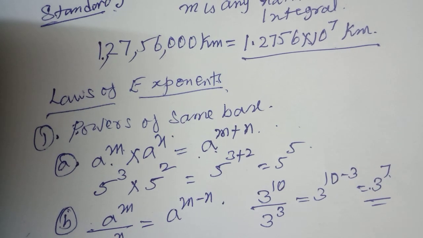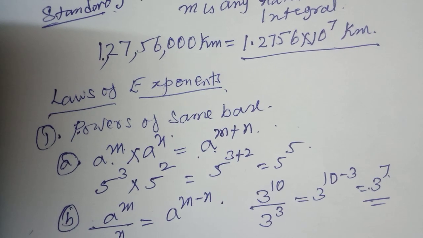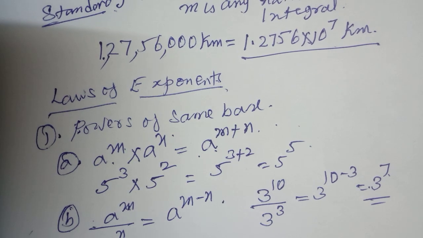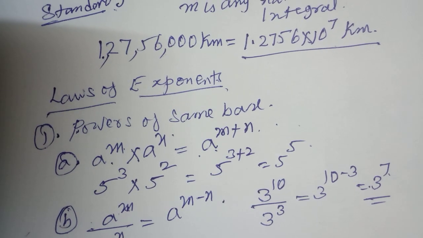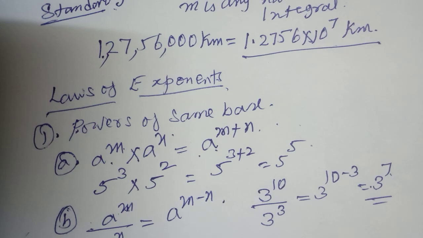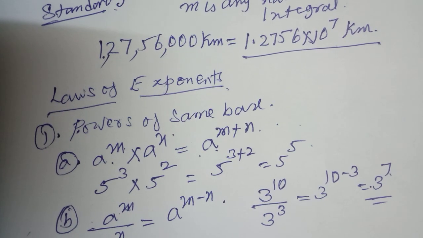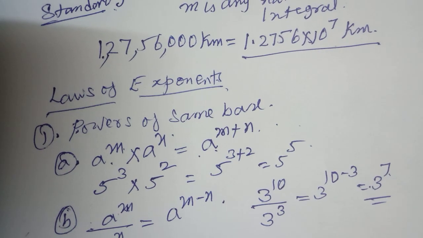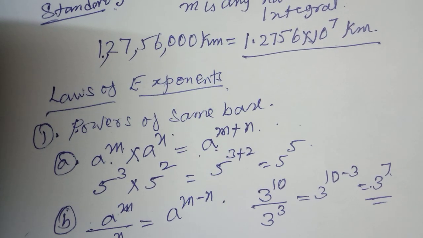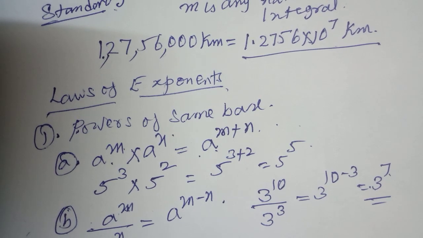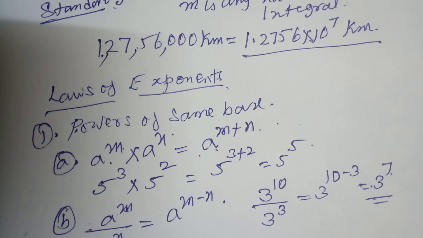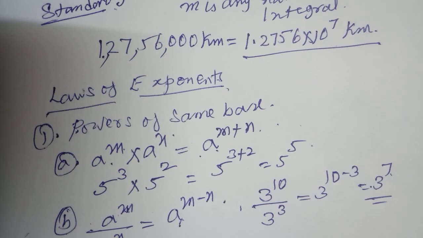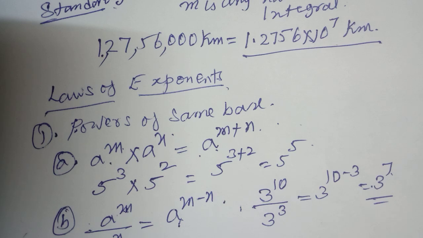Now let us look into one more condition, when m is equal to n in a to the power of m divided by a to the power of n. So we can write it as a to the power of m divided by a to the power of m. When we use the formula, a to the power of m minus m, that is equal to a to the power of 0. So how much is this?